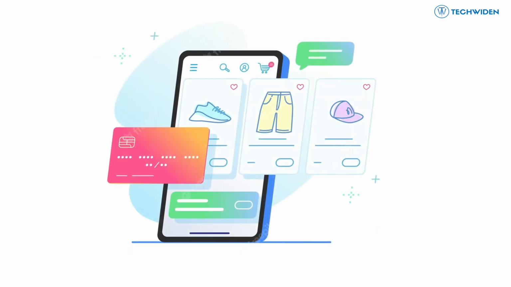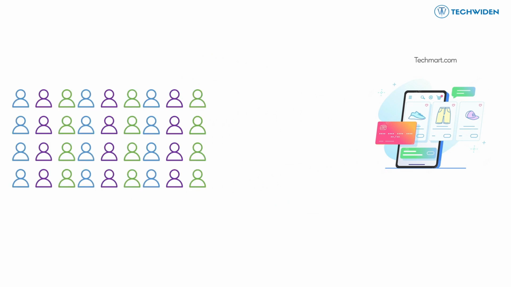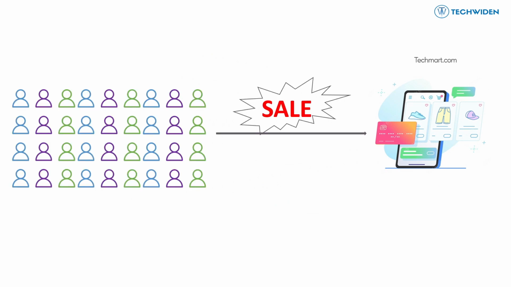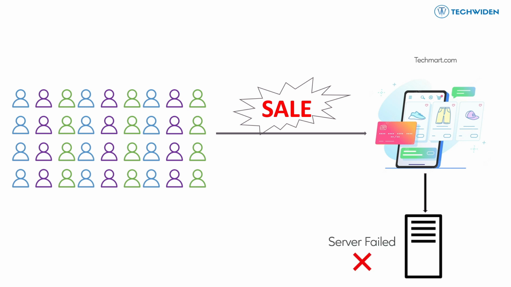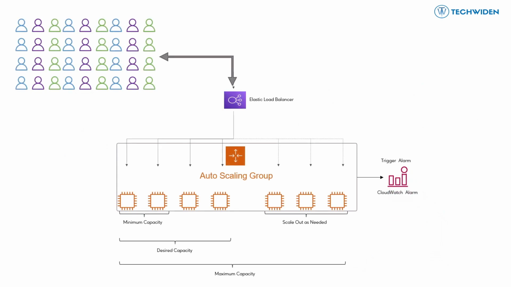Let's imagine we are running an e-commerce website and we are gearing up for the massive holiday sale, and traffic is about to skyrocket. But if our application can't handle this sudden huge traffic, it will risk downtime and frustrated customers, right? This is where our auto scaling group comes to the rescue.